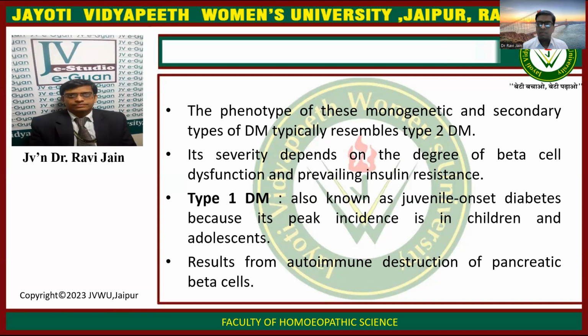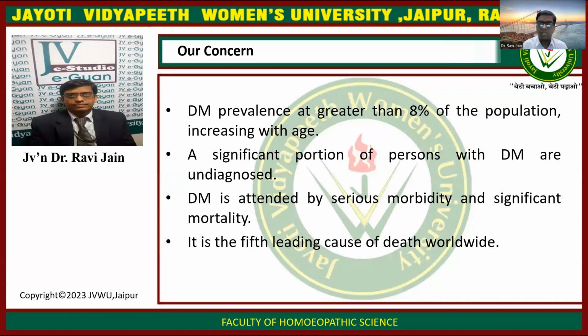Now, let us discuss type 1 diabetes mellitus. Type 1 diabetes mellitus is also known as juvenile onset diabetes mellitus. Since there is absence of insulin secretion from the beta cells of the pancreas, this disease affects individuals at a very young age, because the peak incidence is in children and adolescents. It results from the autoimmune destruction of the pancreatic beta cells, which produces a deficiency of insulin hormone and ultimately leads to the development of type 1 diabetes mellitus.